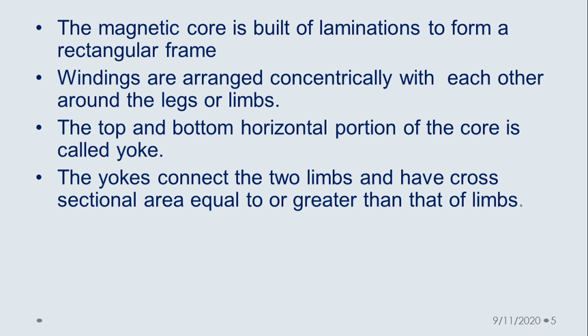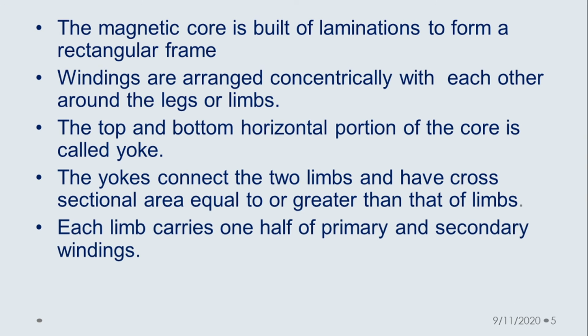The two limbs are vertical in direction, vertically mounted, and these limbs are connected through the yoke with joints. The cross-sectional area of the yoke is nearly equal to the cross-sectional area of the limbs, or slightly greater than that.